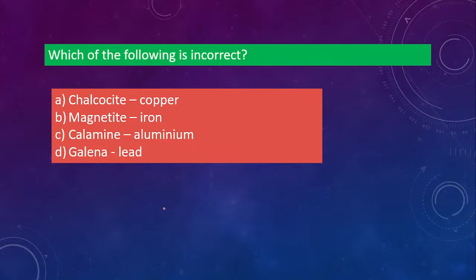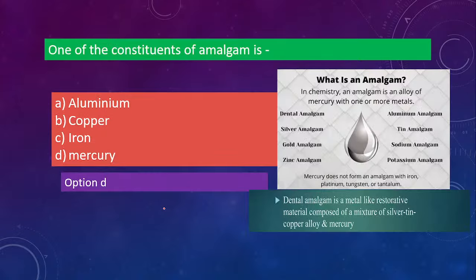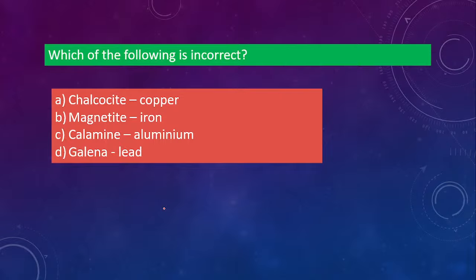Okay, so next one. If you want, you can take a screenshot. What is amalgam? So amalgam is also an important alloy. Mercury is the main constituent. Okay, let's do the next one. Which of the following is incorrect?